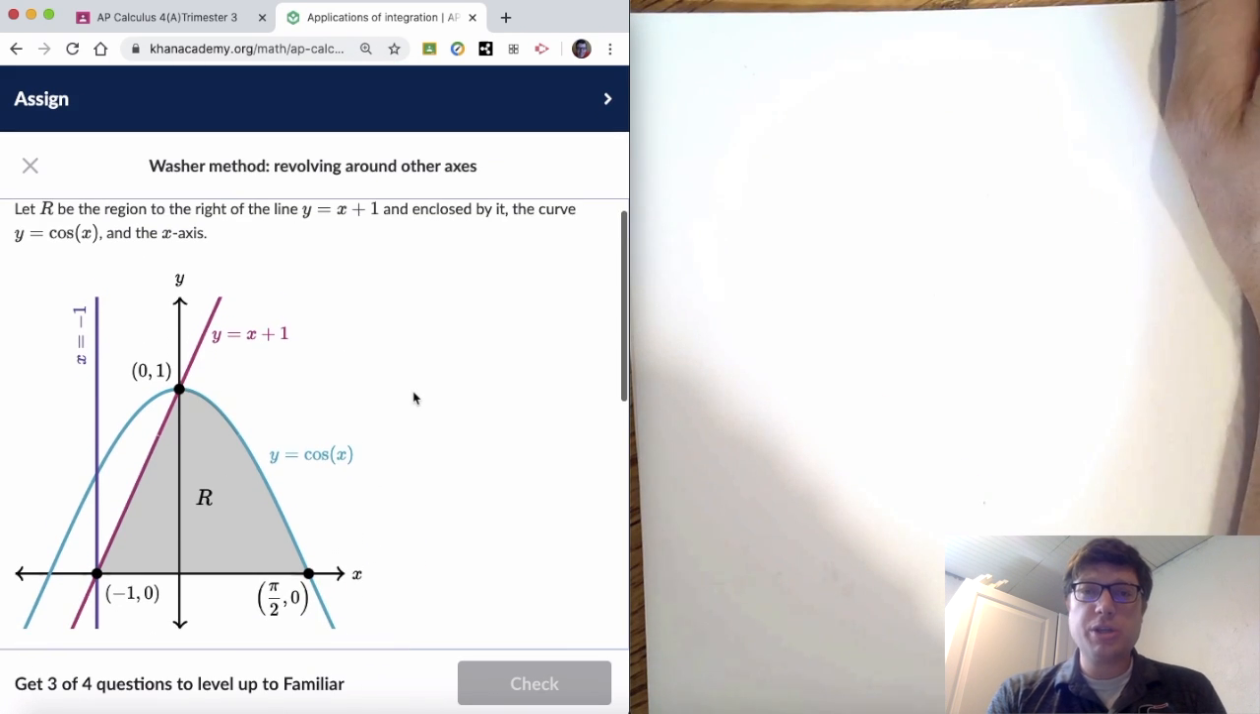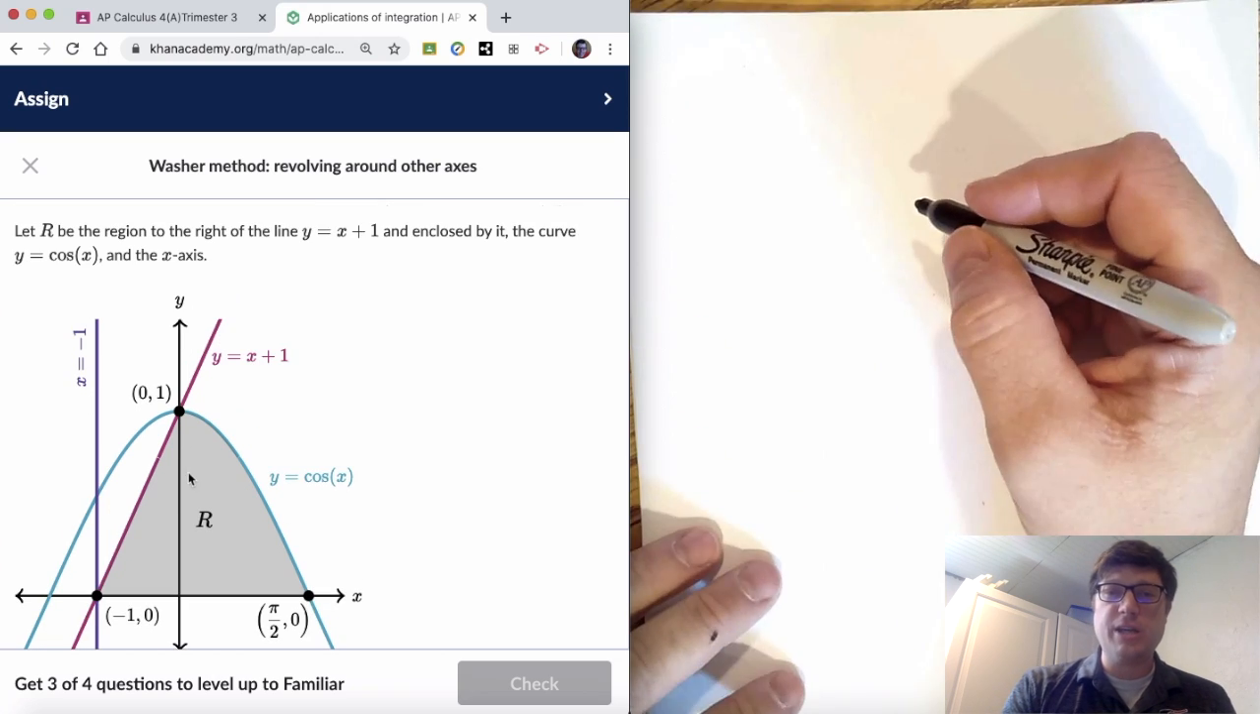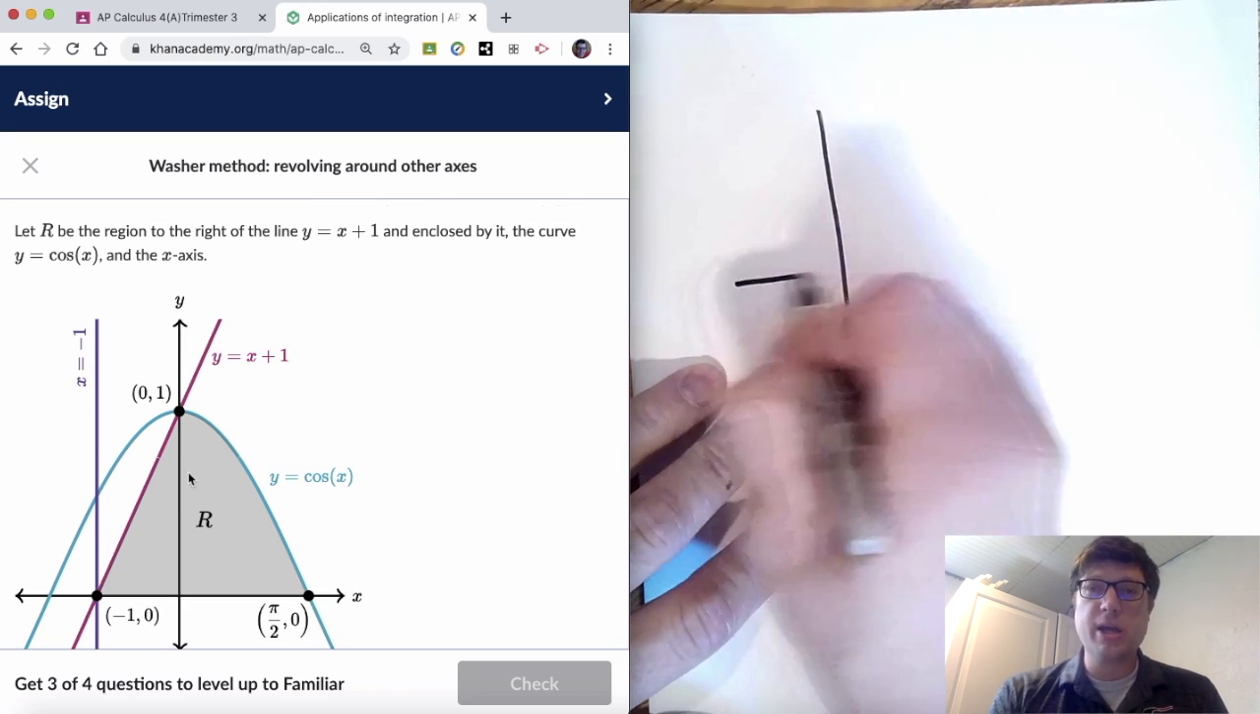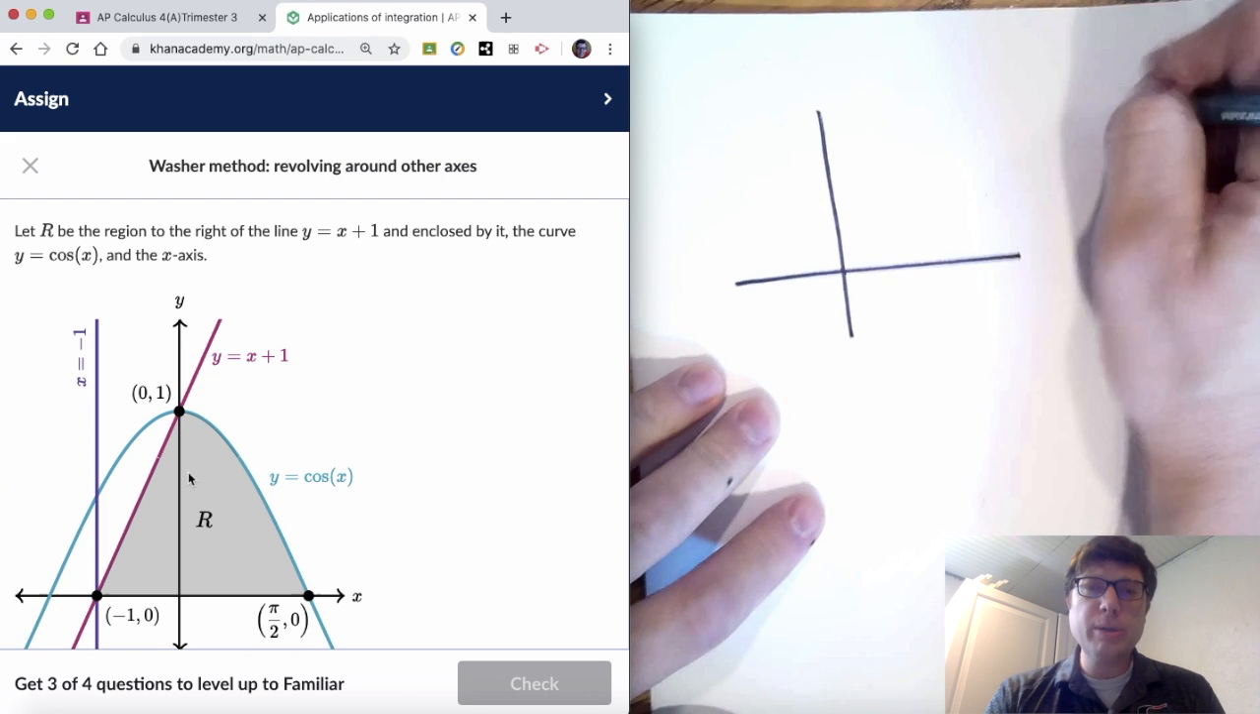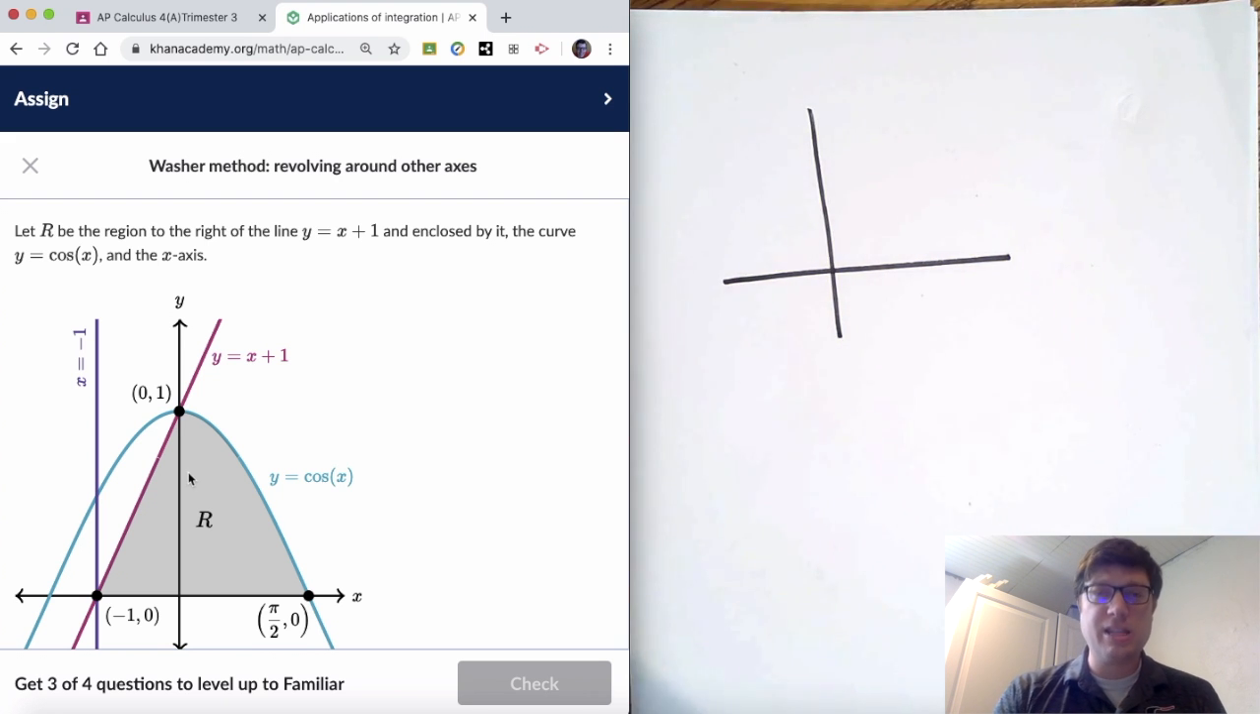This is out of Khan Academy, nearly the last topic that I have to share with you from there. And I want to share with you that I've got this example. We've got it shifted. Here's two curves, y equals cosine x and y equals x plus 1. They're going to be revolving around not the y-axis, but the line that's vertical at x equals -1.